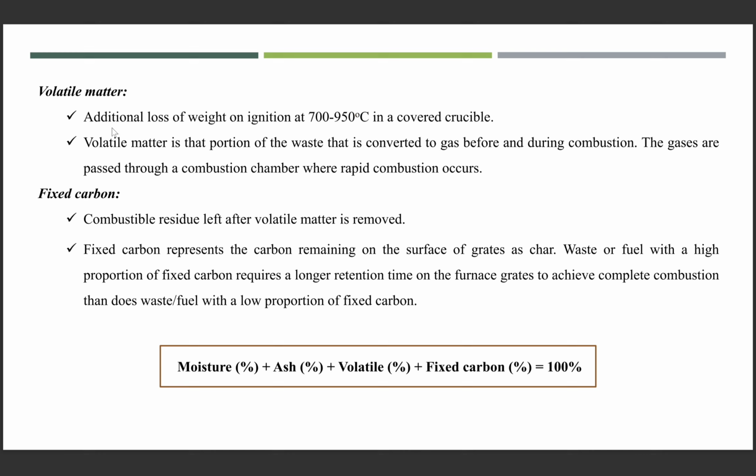If you subtract moisture content, volatile matter, and ash content from 100%, then whatever value remains will be the fixed carbon. Fixed carbon is the carbon which does not degrade easily, so it remains for a very long period of time. If some waste has a very high amount of fixed carbon, then it shows that the waste will not degrade in a shorter time, and it will remain for a very long time.